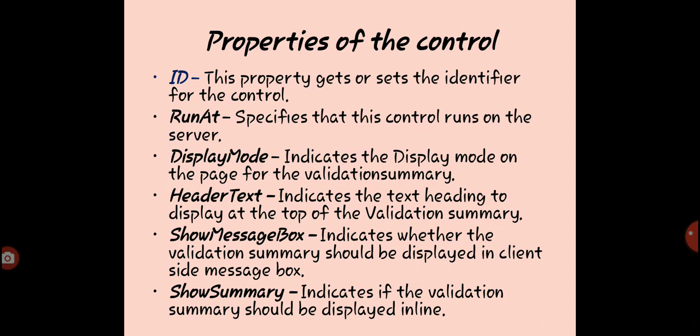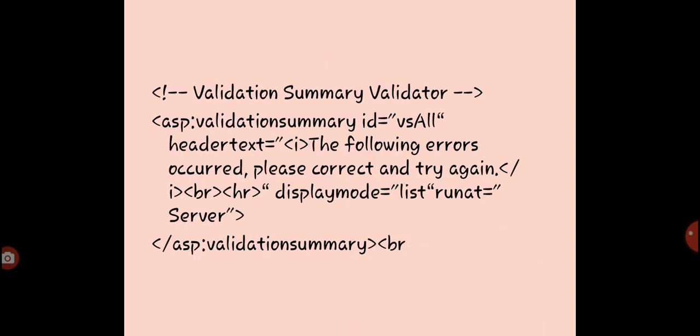Then show message box. This is a boolean property which says whether the errors have to be displayed in the client message box or not. If it is true, it will be displayed. If it is false, it will not be. Then show summary. This indicates whether the validation summary should be displayed inline. If it is true, inline errors will be displayed. If false, inline will not be there. And this is the code snippet.